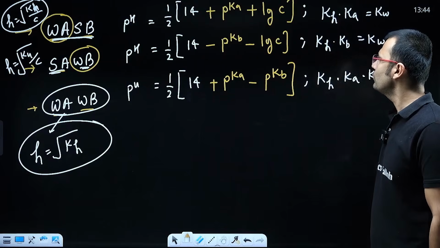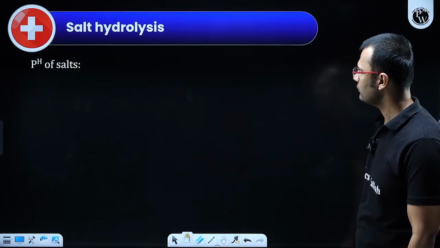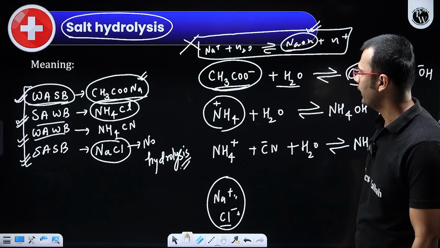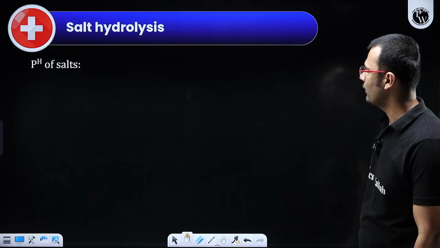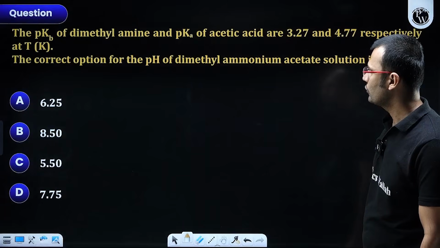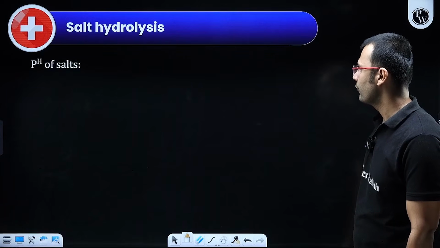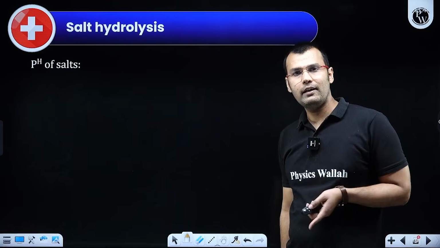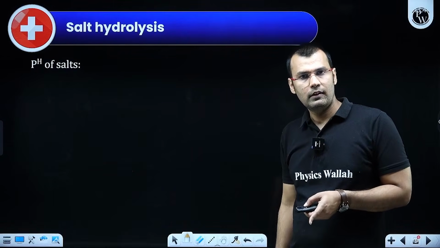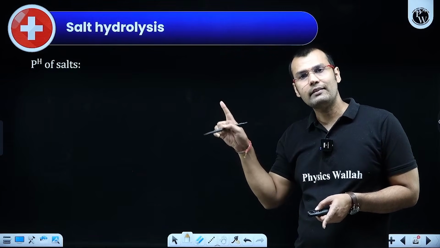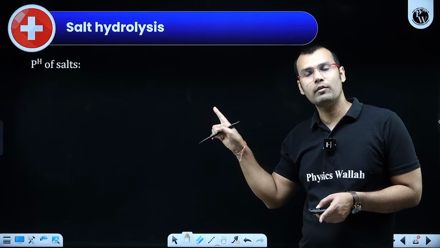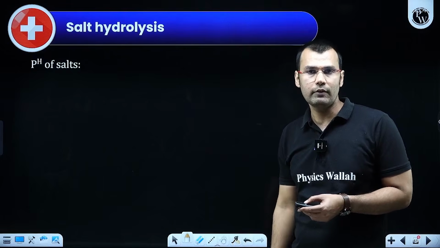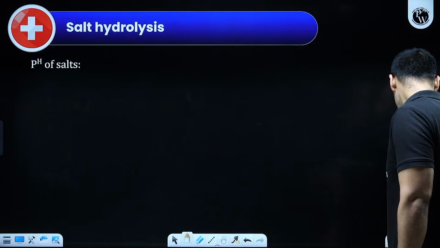So let's do some questions. We talked about what salt hydrolysis is, and we also saw the formulas for pH. I wrote down the formula, and please try to memorize it by acid plus, base minus. When you have a weak acid, only the weak acid term will be there. When you have a weak base, only the weak base term, pKb, will be there. When both are weak, then both pKa and pKb will be there in the formula. So let's do some questions from this.